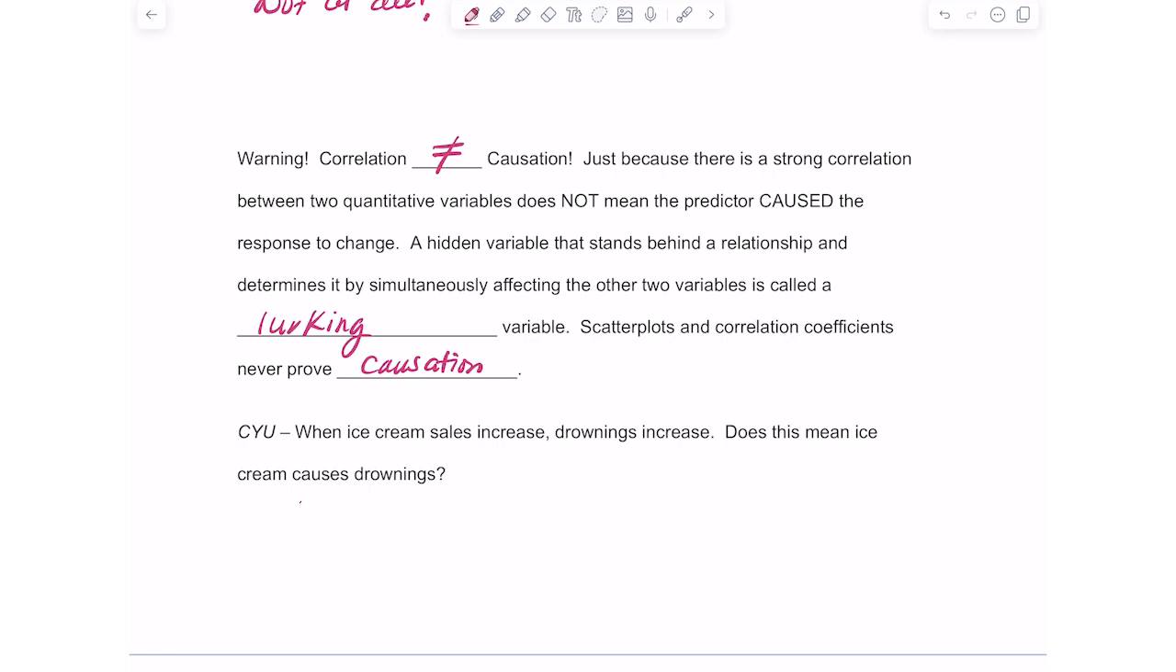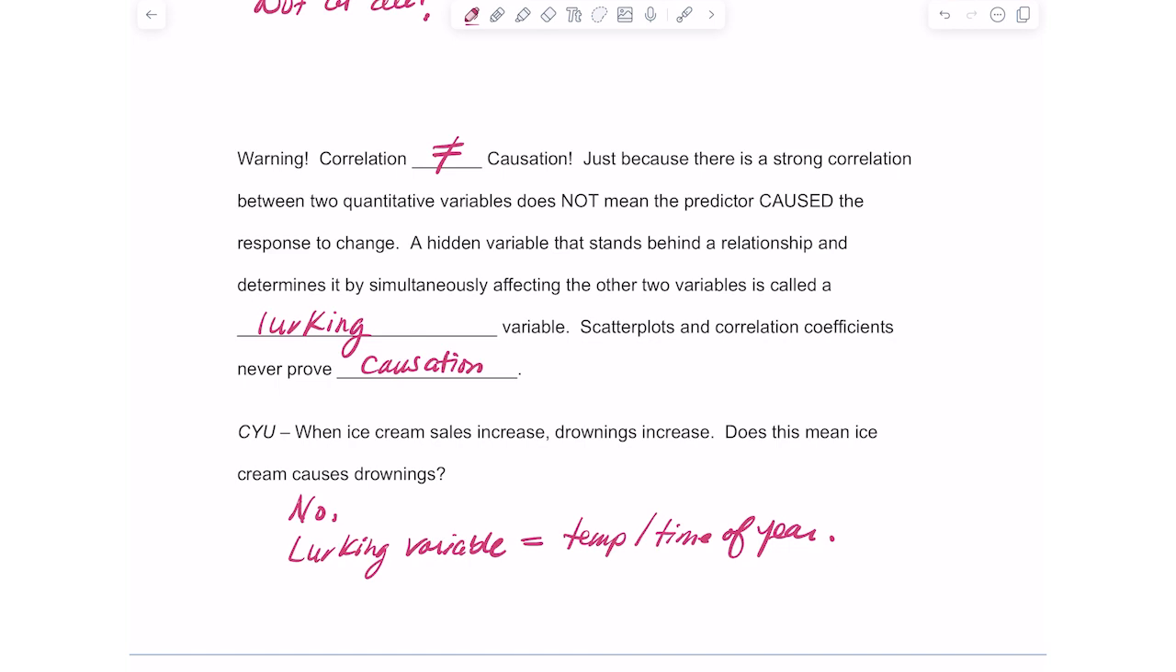Okay, so hopefully you said no, that ice cream does not cause drownings, right? What actually could cause drownings? Well, there's a lurking variable there, right? It's a variable that's kind of hidden, that's influencing the relationship in some way. And the lurking variable there could be either temperature or time of year, right? So when the weather's warmer, more people are probably swimming, right? And when the weather's warmer, more people are eating ice cream.